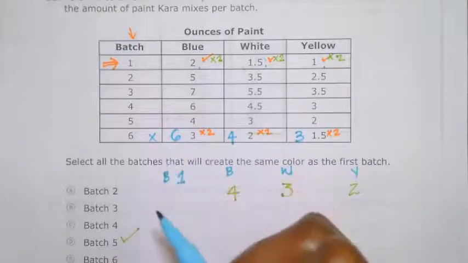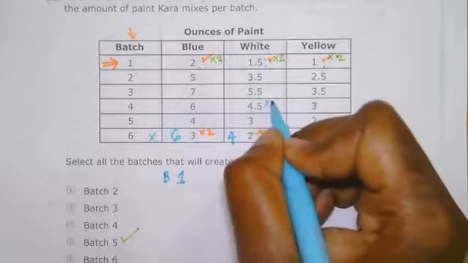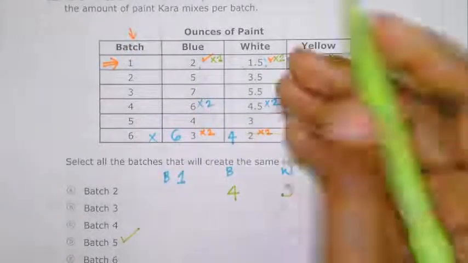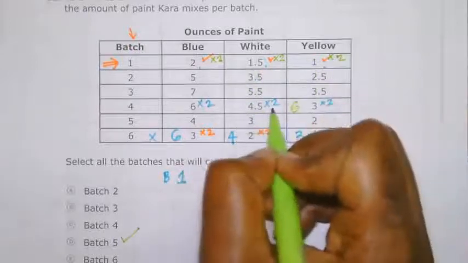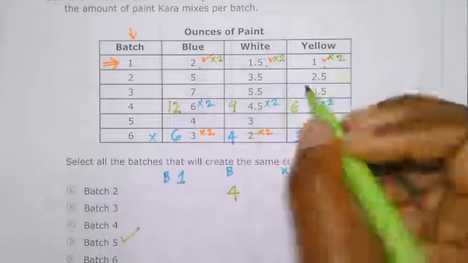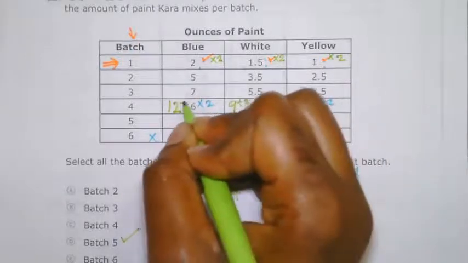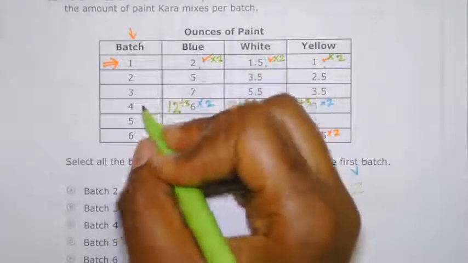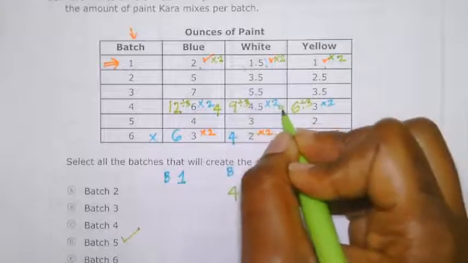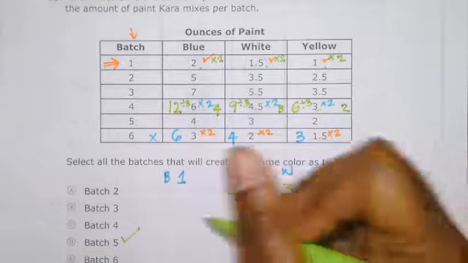So I'm going to try 4. So times this by 2. So it will be 6. This would be 9, and this would be 12. So by looking at this, I can reduce it by 3. So this is going to give us 4. This is going to give us 3. And this is going to give us 2, which is the same thing as batch 1. So batch 4 is a go.